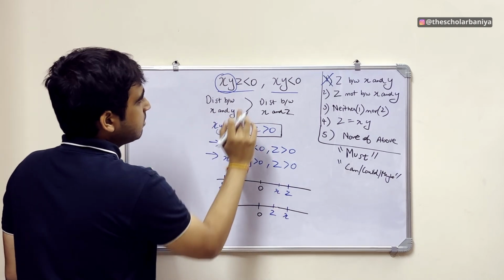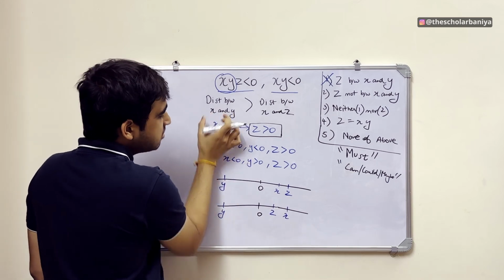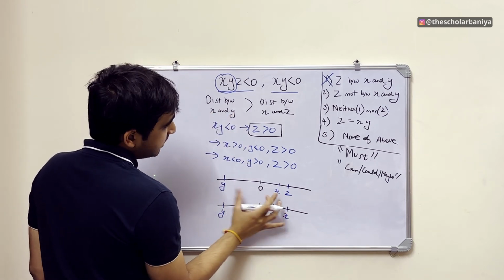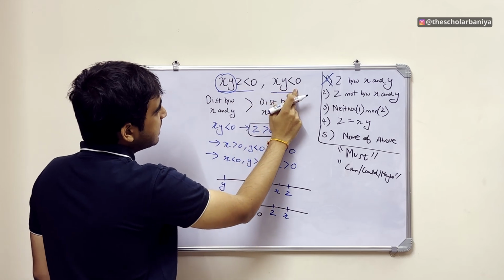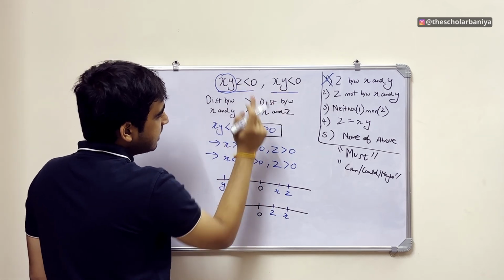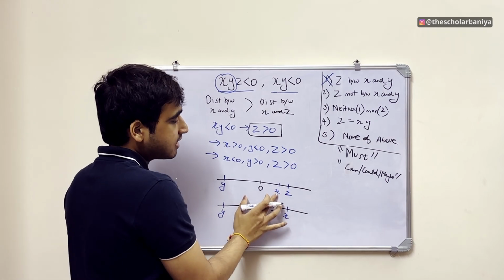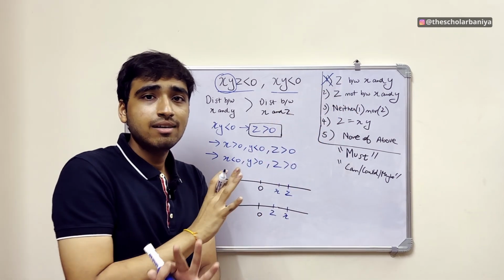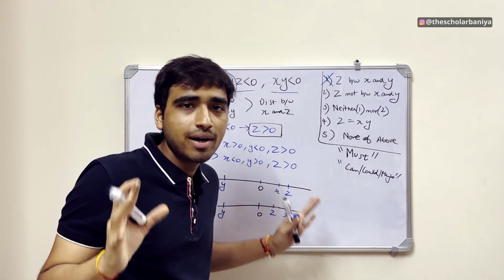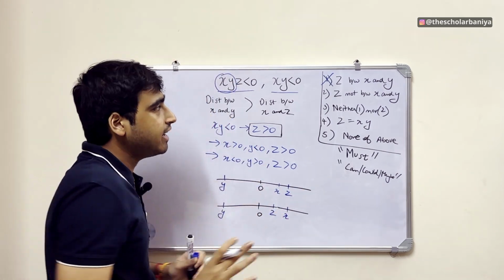Because again, all the conditions hold: the distance between x and y is greater than the distance between x and z, absolutely right; xy is less than 0; z is greater than 0. All these things are absolutely true. But in this case z is not between x and y. So this can be true, but it must not be true in all the cases.